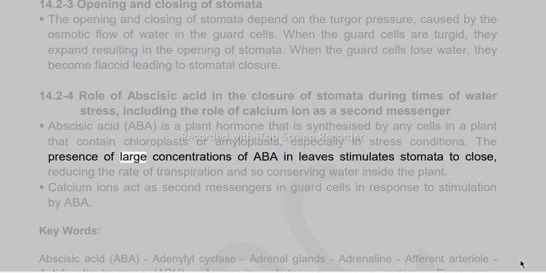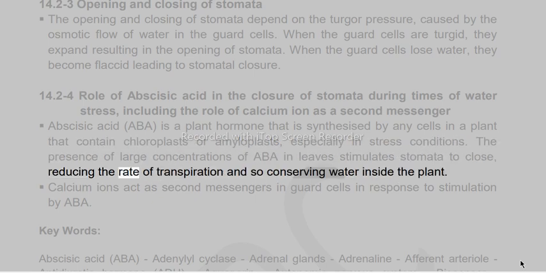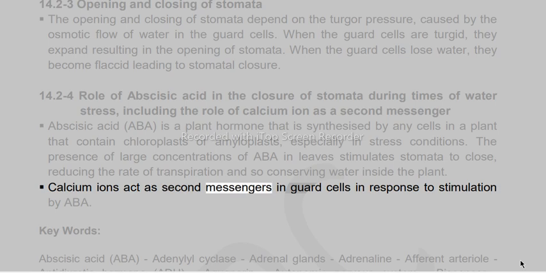The presence of large concentrations of ABA in leaves stimulates stomata to close, reducing the rate of transpiration and so conserving water inside the plant. Calcium ions act as second messengers in guard cells in response to stimulation by ABA.